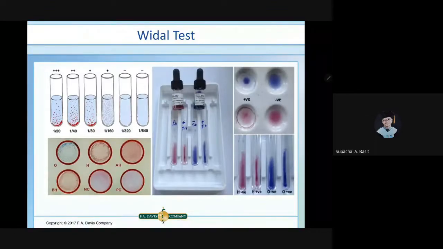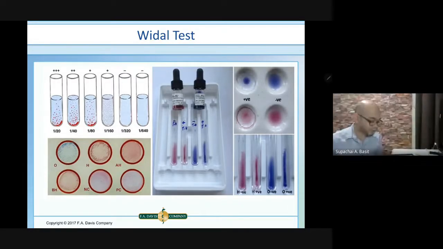So here is an example of the Widal test. In the Widal test, you can either do it using the tube method, so this is the tube method, and then this is the slide method. So you'll be able to see.